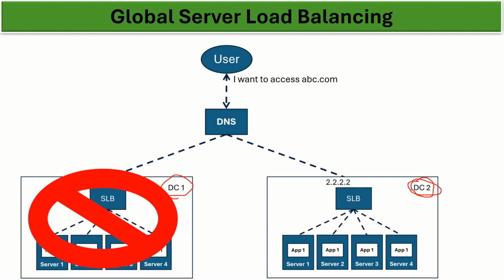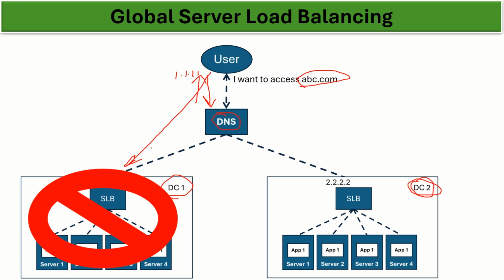So in this case, we still have the DNS, not the GSLB. When the user sends the request to the DNS for abc.com, it will give back 1.1.1.1, and the user tries to access 1.1.1.1, but the data center is down. Still, the user will not be able to access app1, that is the application. So it is a downtime for the user.